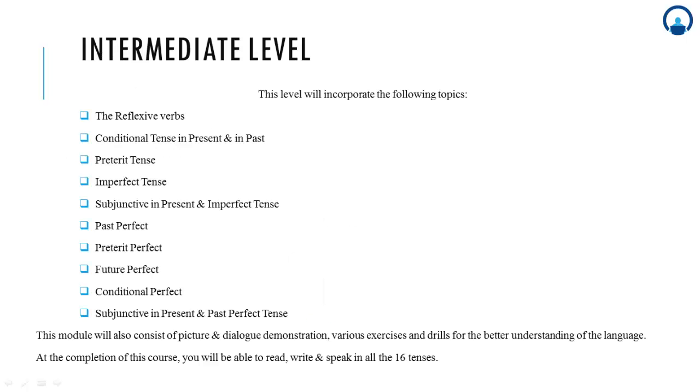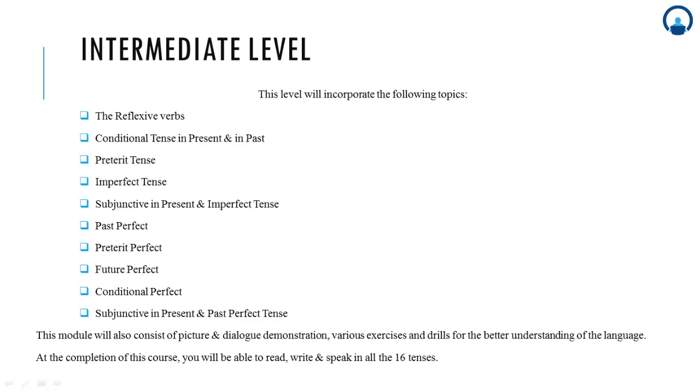As this intermediate level is going to be more advanced than the basic level, it will be covering more detailed topics referring to the grammar of Spanish, and it will focus on your skills to read, write, and speak in Spanish. So, this level is going to cover the topics like the reflexive verbs, conditional tense in present and in past, preterite tense, imperfect tense, subjunctive in present and imperfect tense, past perfect, preterite perfect, future perfect, conditional perfect, subjunctive in present and past perfect tense.